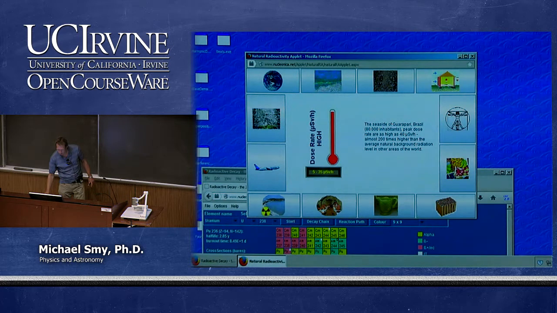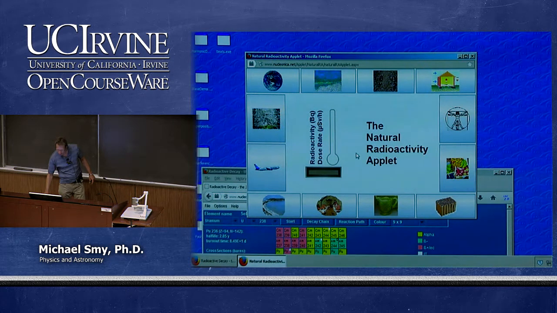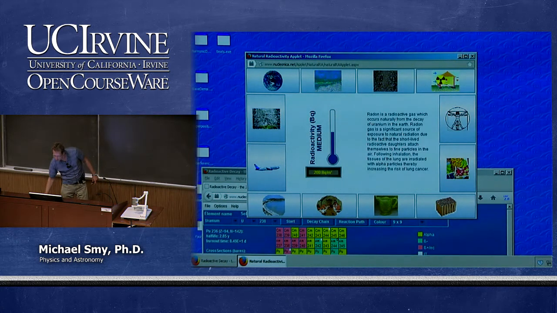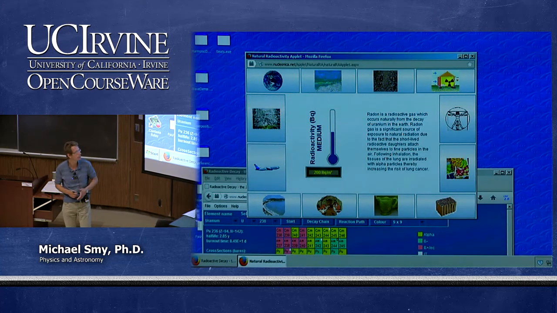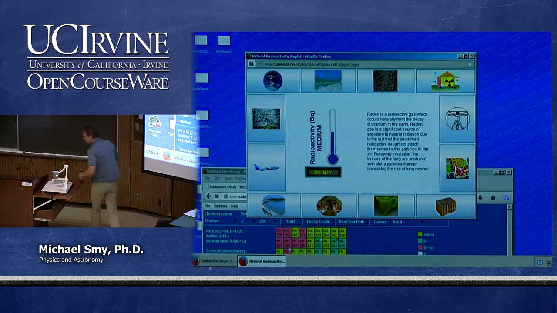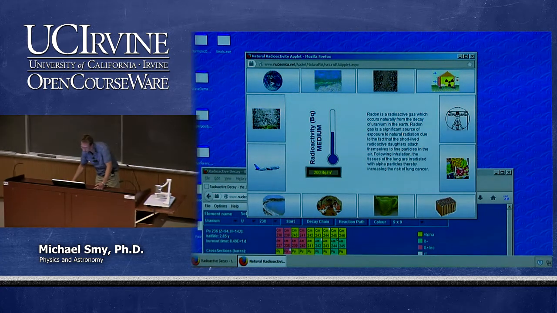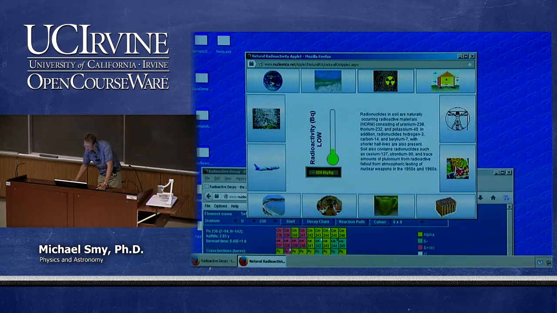So certain parts of the world are more radioactive than others, and it depends on your altitude as well as on the quality of the soil. Then in some areas, radon gas accumulates, in particular in your own basement, and that is radioactive. And then finally, just the soil itself gives you some exposure.